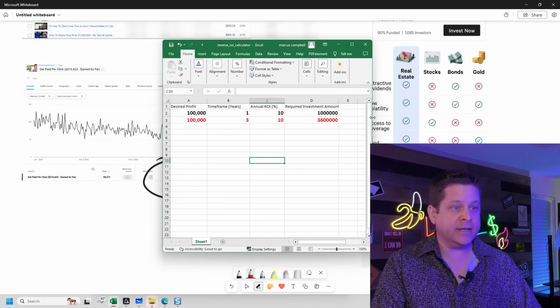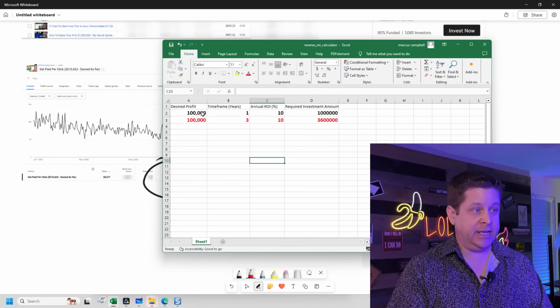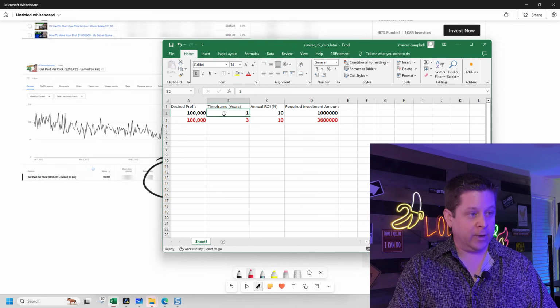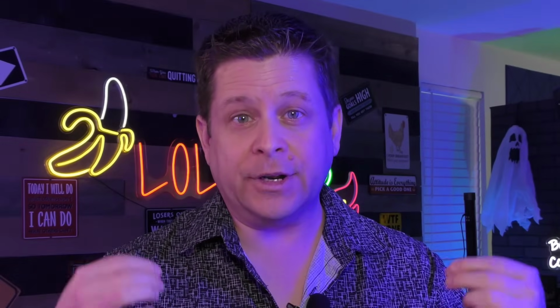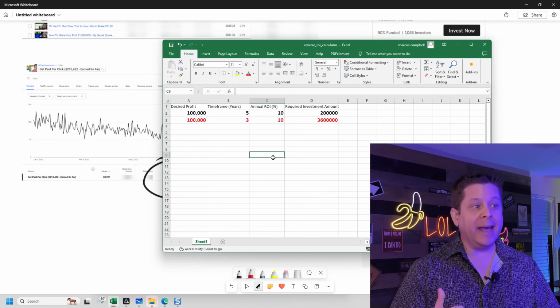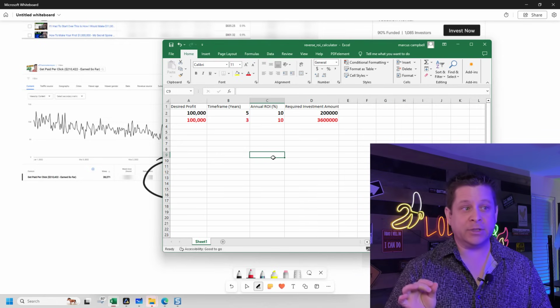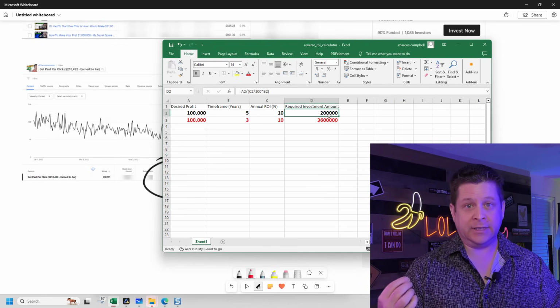Now, if we were to take a look at this here and say my desired profit is $100,000 a year, we could put in the time frame, say every year, or maybe every 5 years. You can see what's known as the required investment amount. If I wanted to make $100,000 over the course of 5 years at a 10% return, I would need to invest $200,000. This is what's known as a reverse ROI calculator.